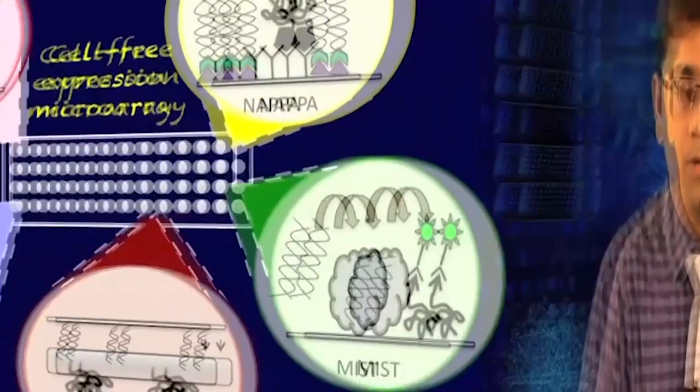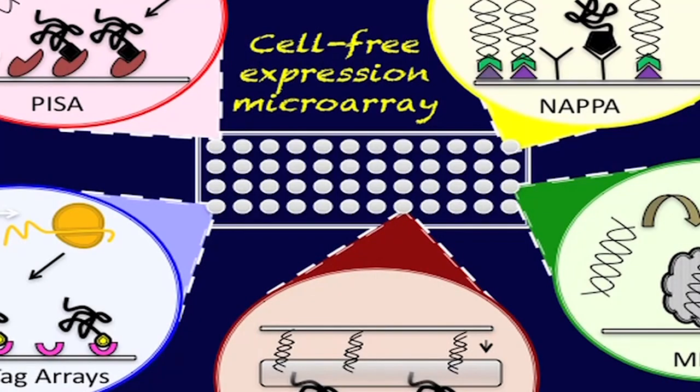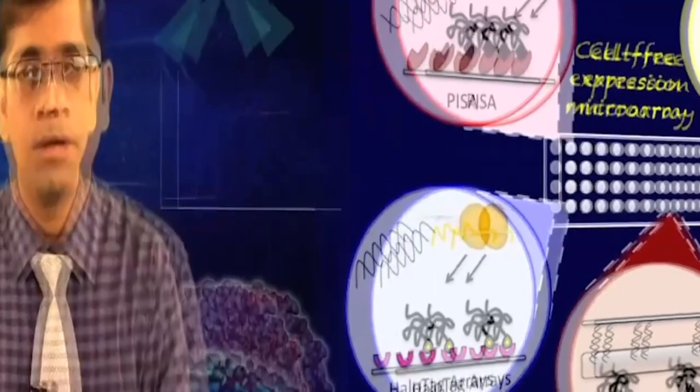We discussed different approaches including protein in situ arrays, PISA, nucleic acid programmable protein arrays, NAPA, multiple spotting technique, MIST, HaloTag arrays, as well as DNA arrays to protein arrays, or DAPA. In general, protein microarray technology allows the identification of protein interactors and binding partners in a very high throughput manner.